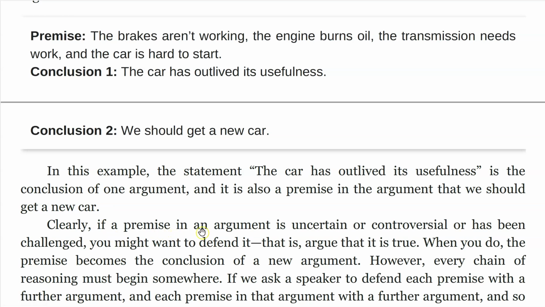Clearly, if a premise in an argument is uncertain or controversial or has been challenged, you might want to defend it, that is, to argue that it's true. When you do, the premise becomes the conclusion of a new argument. However, every chain of reasoning must begin somewhere. Scroll down a bit.